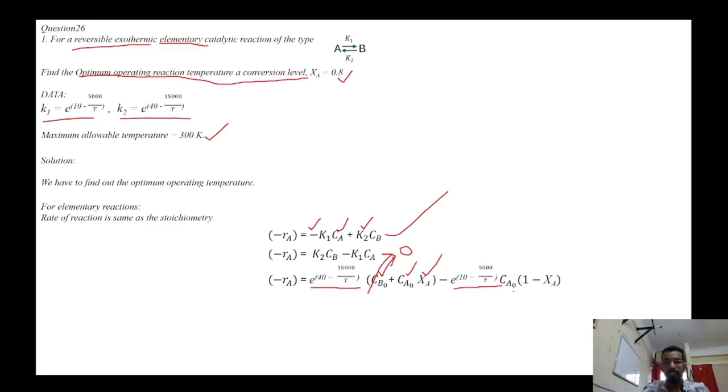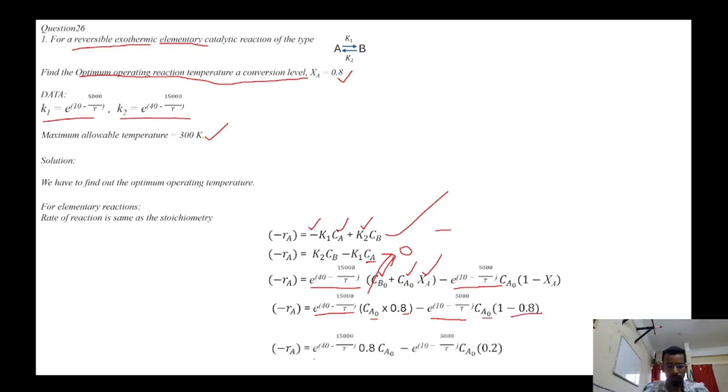Then Ca is the remaining concentration after the end of the reaction. So what will it be? Ca naught into 1 minus Xa. Now minus Ra is equal to the same thing: Cb naught is 0, Ca naught into 0.8, Xa is 0.8, K1 Ca naught into 1 minus 0.8. Now the same thing, 0.8 Ca naught, and 1 minus 0.8 is just mathematics, 0.2.